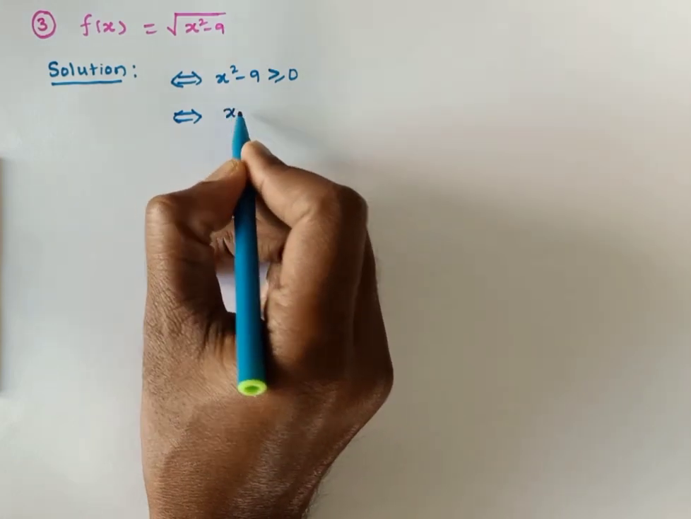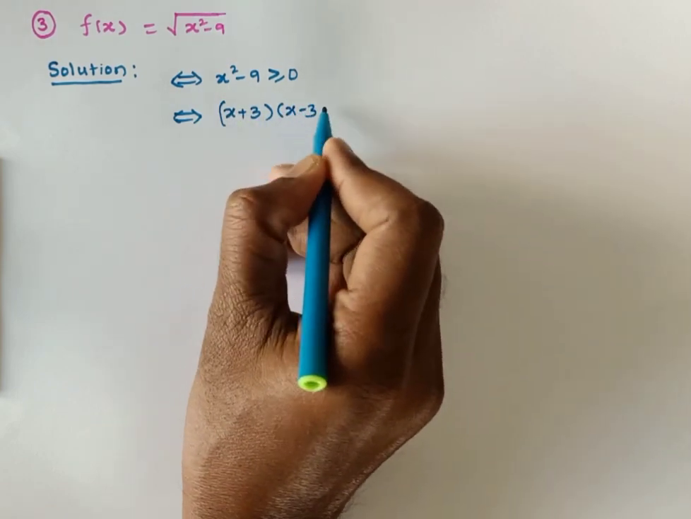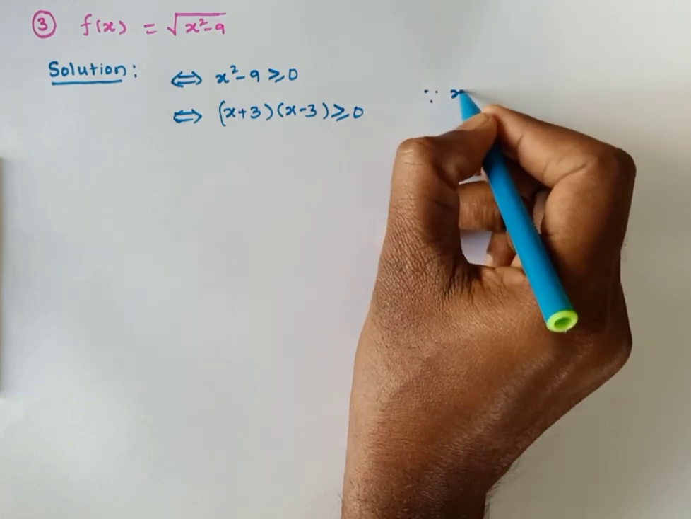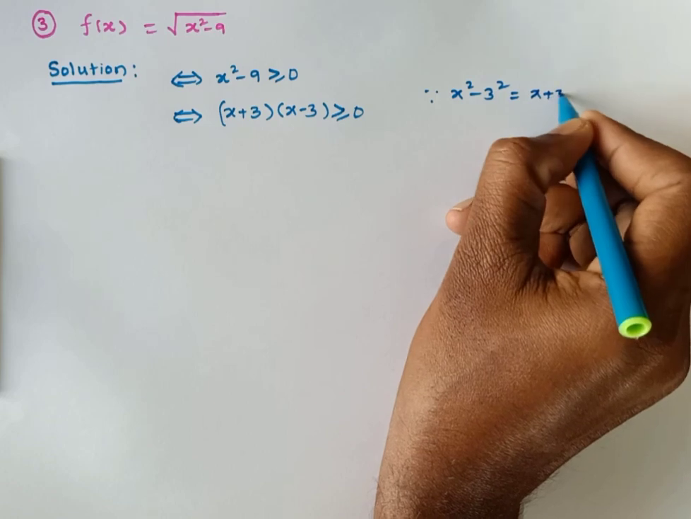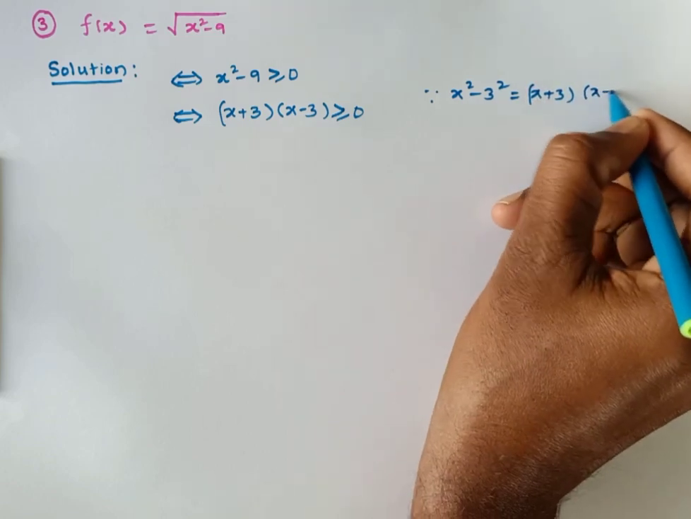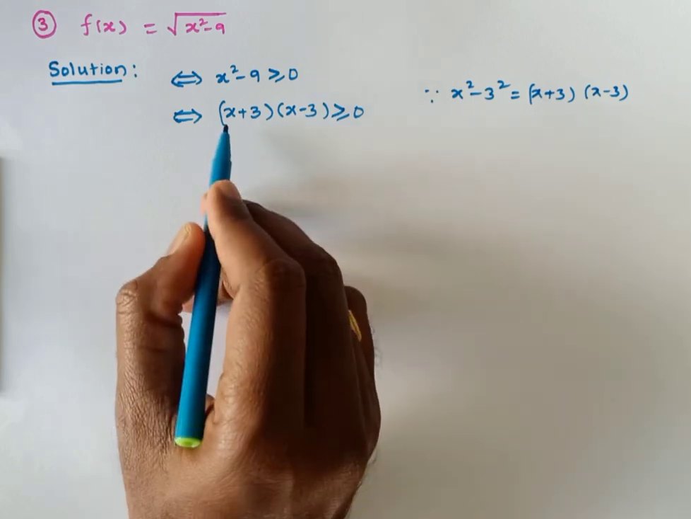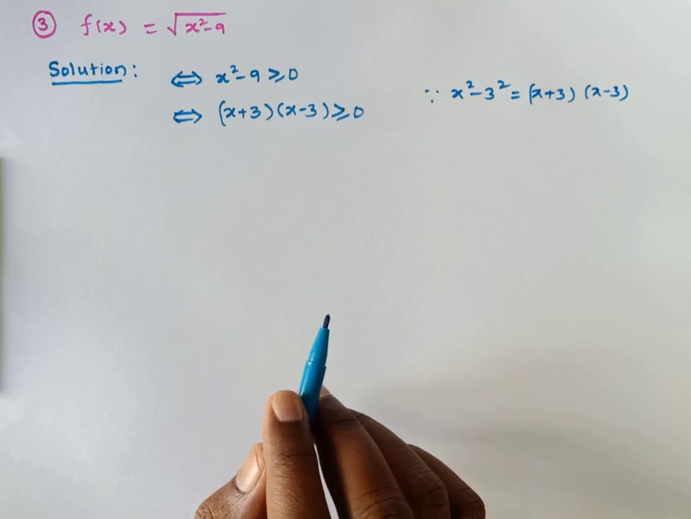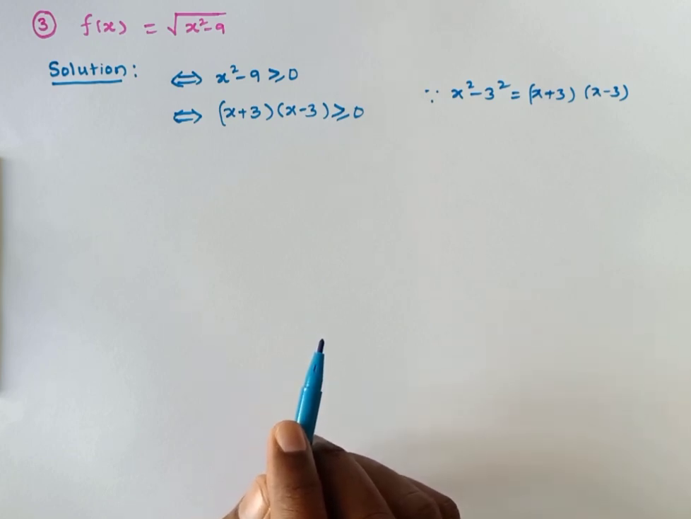Now we can write it as x plus 3 into x minus 3 is greater than or equal to 0. Here I am using the x square minus 3 square form, that is x plus 3 into x minus 3: a square minus b square equals a plus b into a minus b. Now this is in the form of x minus alpha into x minus beta greater than or equal to 0. We have seen the note in the previous lecture.